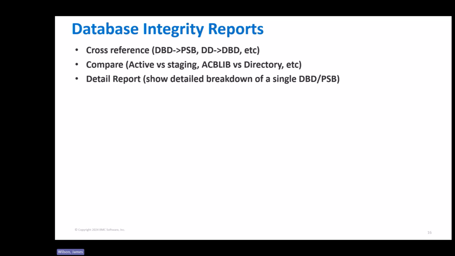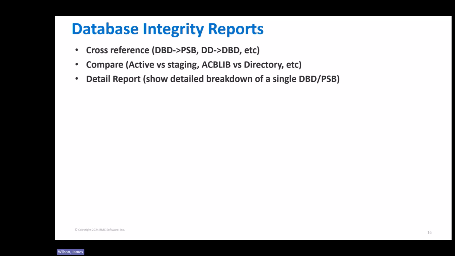Cross-reference is just literally finding things that point to other things. So for every DBD, show every PSB that references it, or vice versa. For every PSB, show all the DBDs it points to. Same with DD, name, and DBD. So you can help find if something's not directed toward some other object that you think it should be, that kind of thing. And then compare is just to detect changes.